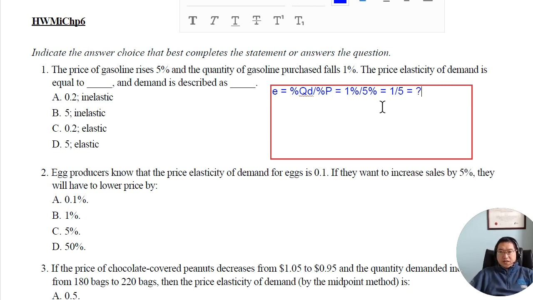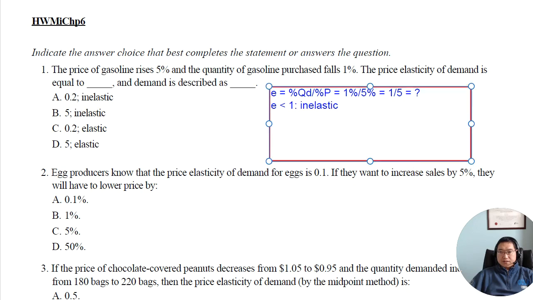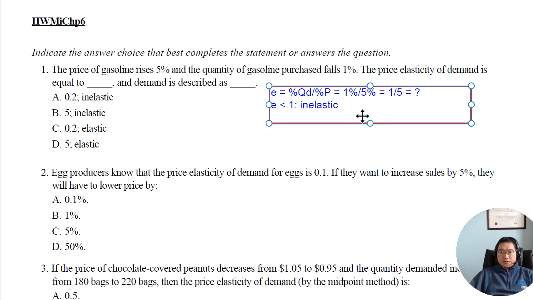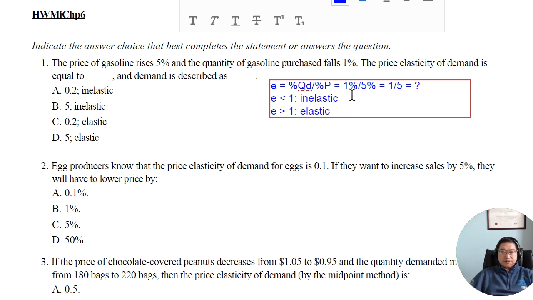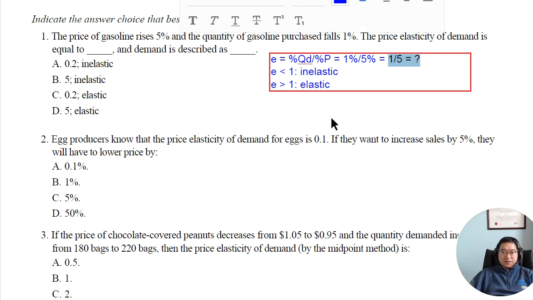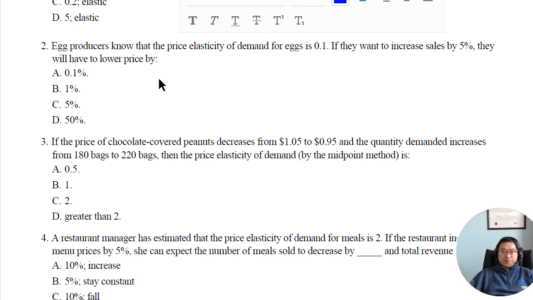Okay, and we know that if this elasticity is less than 1, it's inelastic. Of course, if this elasticity of demand is higher than 1, it's elastic. It will become useful later on, but now we just need to tell whether the result we get is higher than 1 or lower than 1. Okay, let's look at question 2.